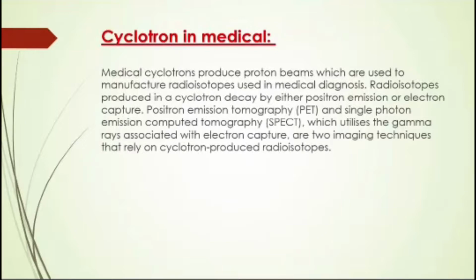Cyclotron in medical use. A medical cyclotron produces a proton beam which is used to manufacture radioisotopes used in medical diagnosis. Radioisotopes produced in a cyclotron decay by either positron emission or electron capture. Positron emission tomography, PET, and single photon emission computed tomography, SPECT, which utilizes the gamma ray associated with the electron capture, are two imaging techniques that rely on the cyclotron-produced radioisotopes.